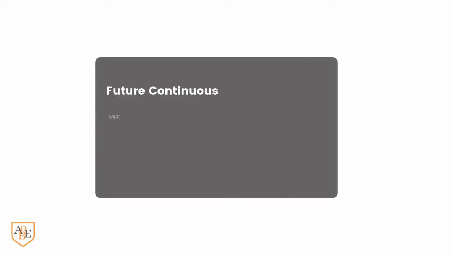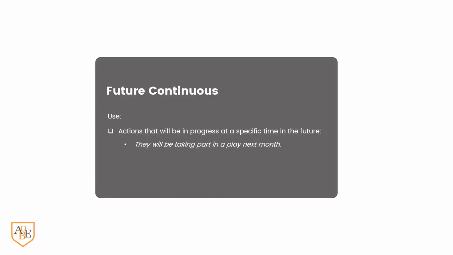Okay. Now let's look at the use, because again, that's important. It's basically for actions that will be in progress at a specific time in the future. So tomorrow I will be flying to Toronto at 10 o'clock. So at a specific time, at 10 o'clock tomorrow, I will be on a plane. I will be flying to Toronto. Okay, so that's very specific. For another example, they will be taking part in a play next month. Okay, so taking part in a play means they will be acting in a play next month. So it's an action that will be happening in the future at a specific time.